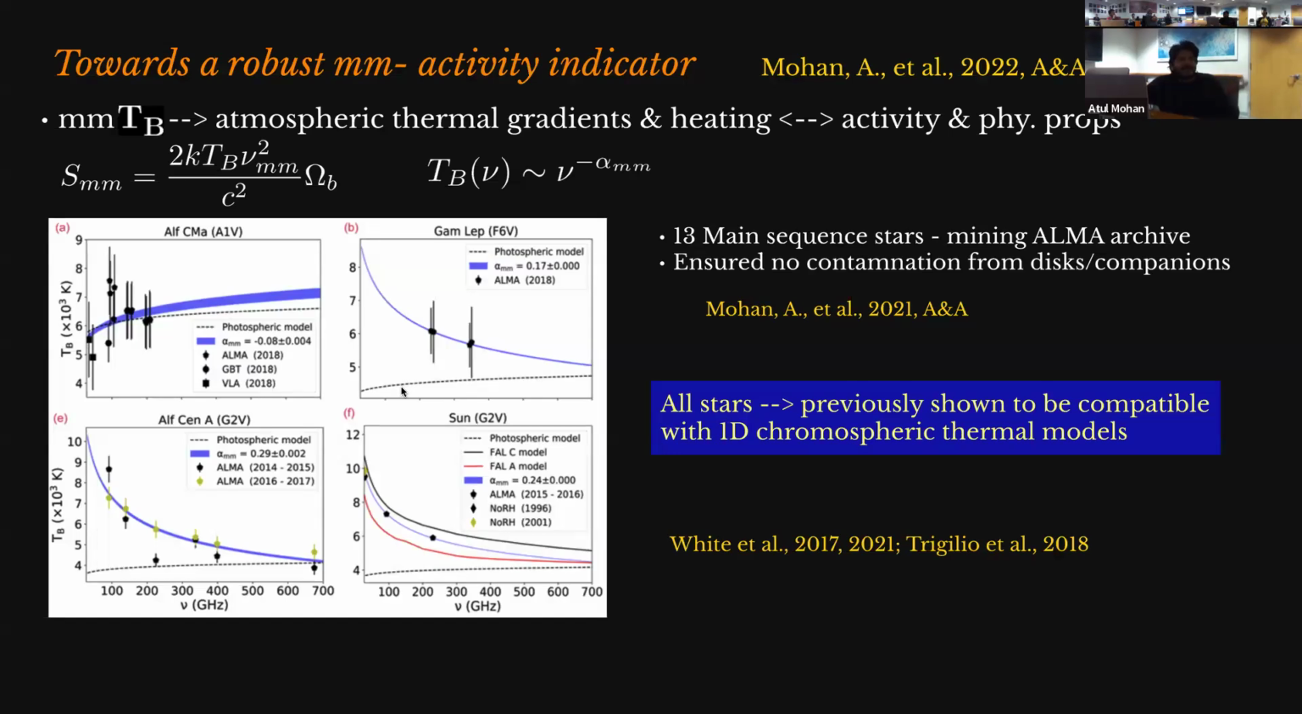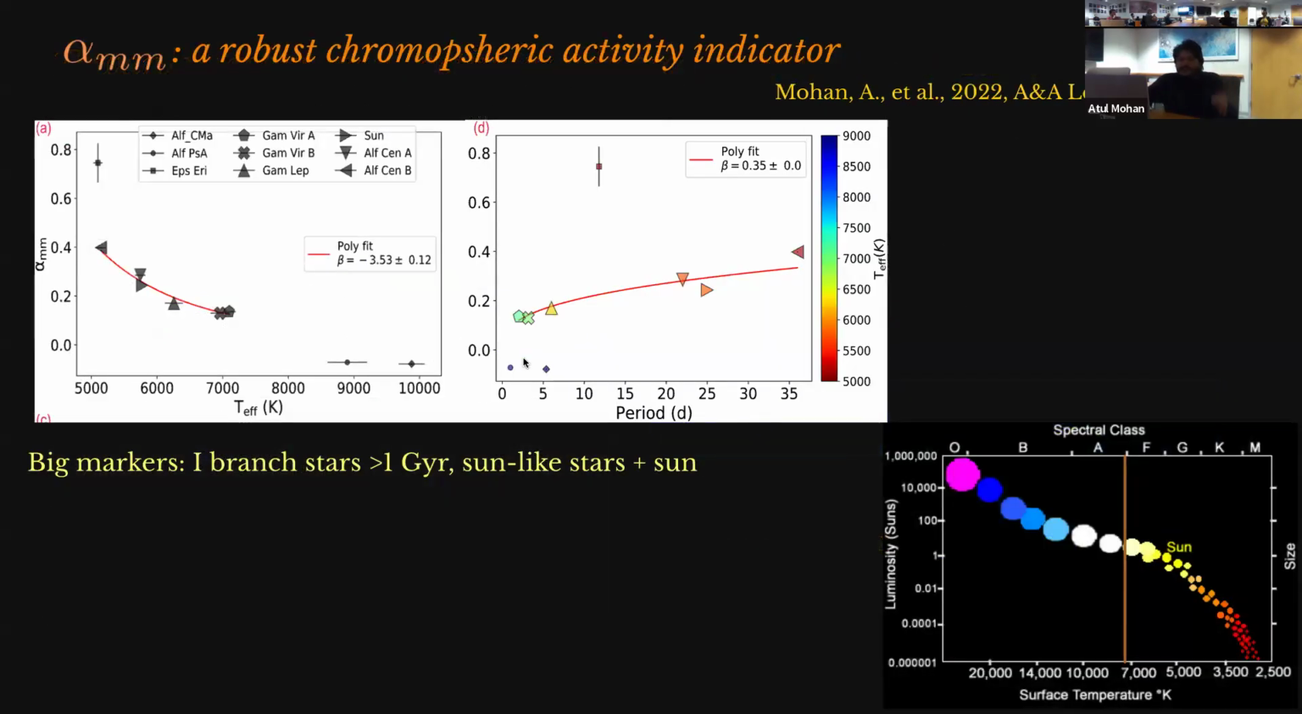So there is significant chromospheric heating, and since we can characterize it with the millimeter band, we did a spectral index characterization, which is a proxy for atmospheric heating gradients. We looked at these spectral indices across the main sequence stars, from A dwarf to K dwarf. We find a significant trend between alpha, the millimeter spectral index, and T effective, which is the surface temperature.